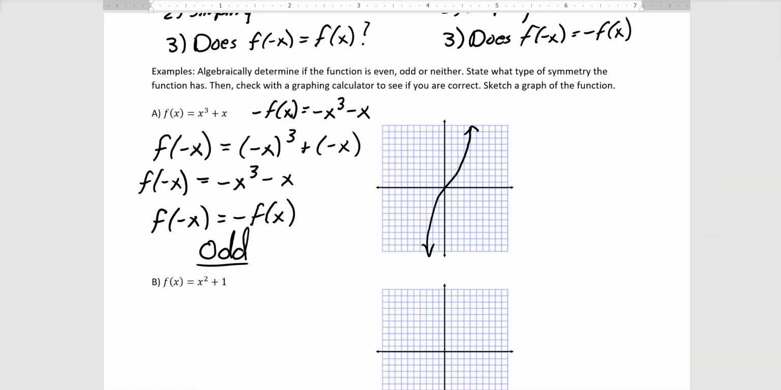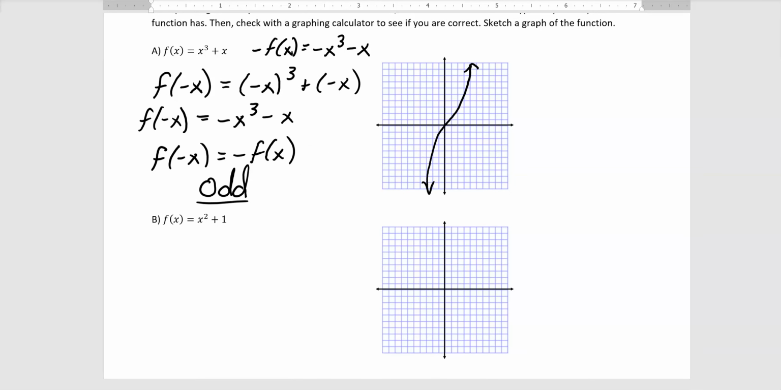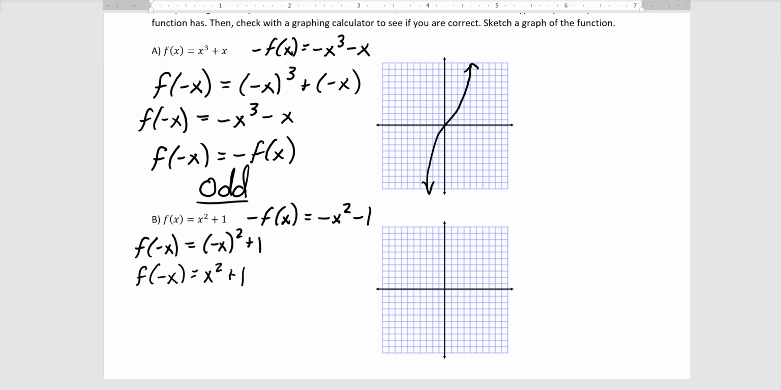Okay, let's try another. Letter B, x squared plus 1. So let's start by saying negative f of x. So in this case, this would become negative x squared minus 1. Change all the signs. So now I need to perform f of negative x. So I plug in anywhere there's an x, I put in negative x. So negative x squared plus 1. Simplify negative x times negative x. When I square it, that would become positive. So f of negative x would become positive x squared plus 1.